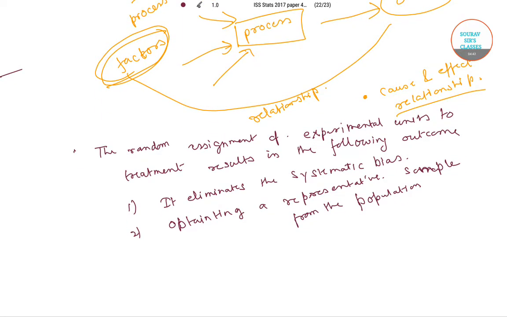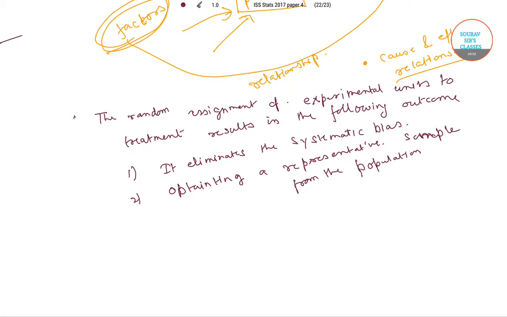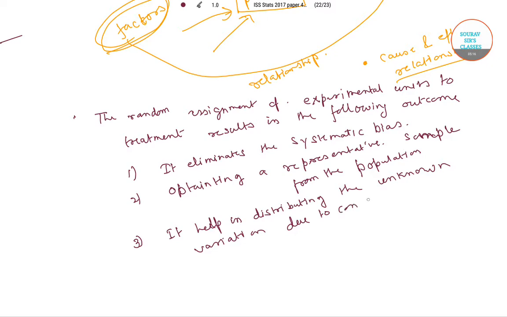And the next, number 3, is that it helps in distributing the unknown variation due to confounded variables throughout the experiment and breaks the confounding influence.